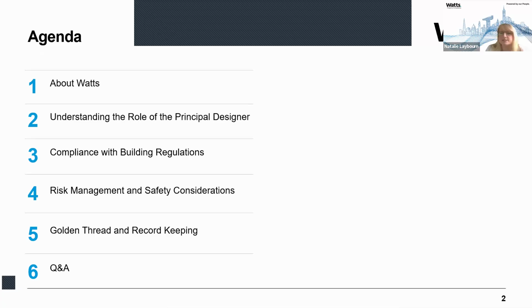So here's our agenda for today's session. We'll start with a brief introduction to Watts Group Limited, giving some context about who we are and the services that we provide. Next, we'll focus on understanding the role of the principal designer. So we'll cover why the role exists and why it is important for block managers. We'll cover the legal framework and key duty holders and how the principal designer's duties work in practice. We'll also look at what this specifically means for block managers, including managing refurbishment and maintenance projects.